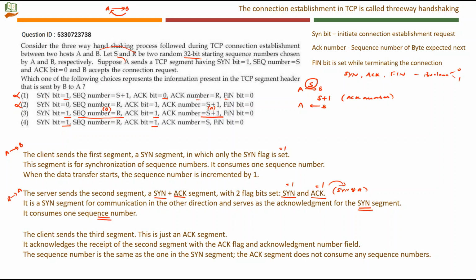So we can even rule out option 4 because it is going to send the acknowledgement number as S, the same as A, which is actually wrong. So in that case we can mark option 3 as the right answer.